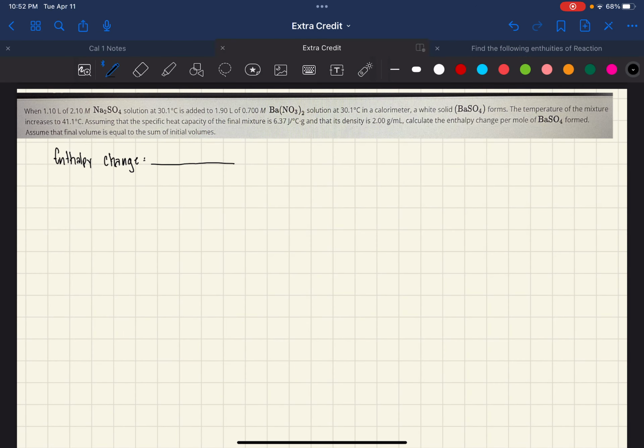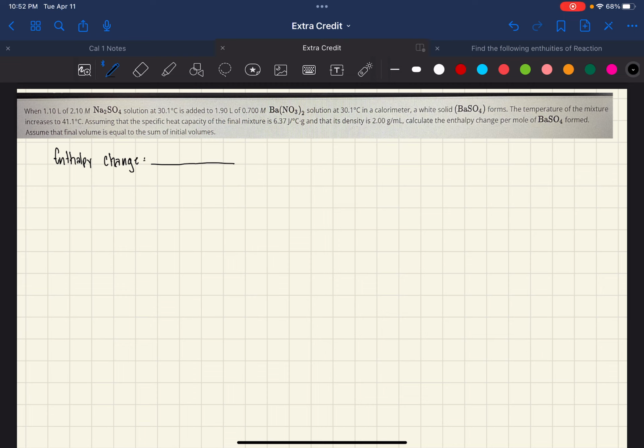Hello, people. This is another enthalpy question. We're trying to find the enthalpy change. So we'll just read the question. When 1.10 liters of 2.10 molar sodium sulfate solution at 30.1 Celsius is added to 1.90 liters of 0.7 molar barium nitrate solution at 30.1 Celsius in a calorimeter, a white solid, barium sulfate, forms. The temperature of the mixture increases to 41.1 Celsius.